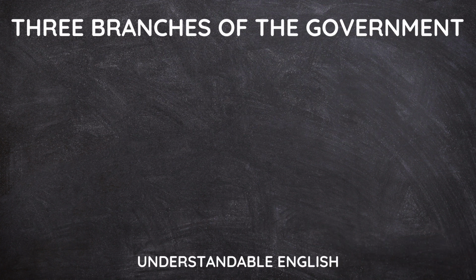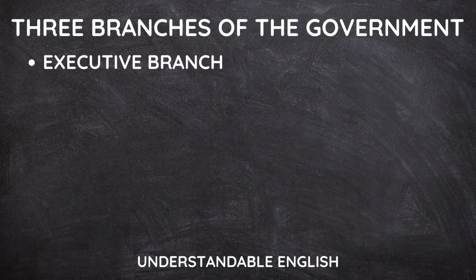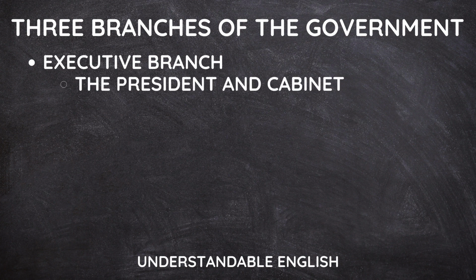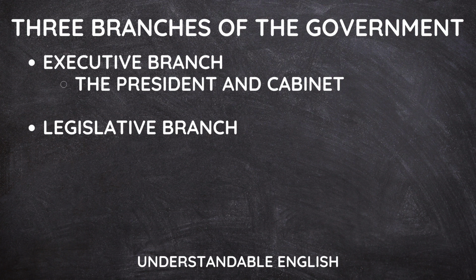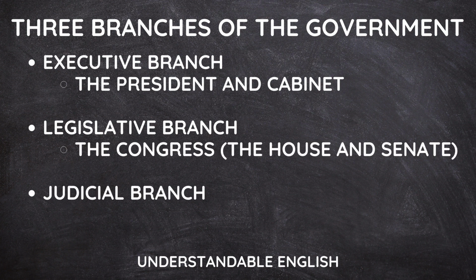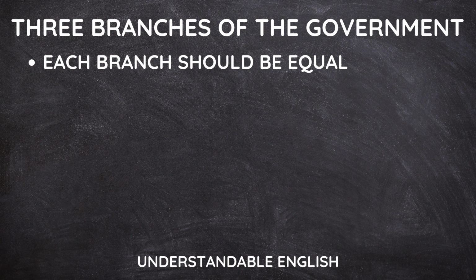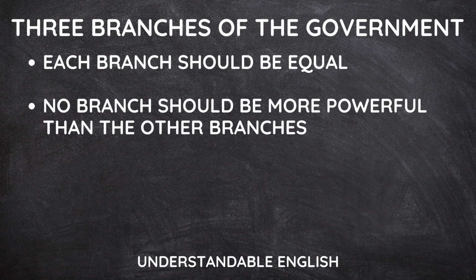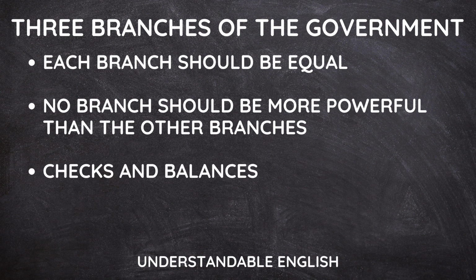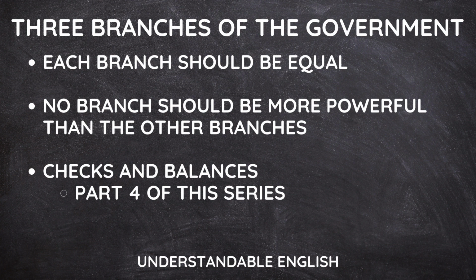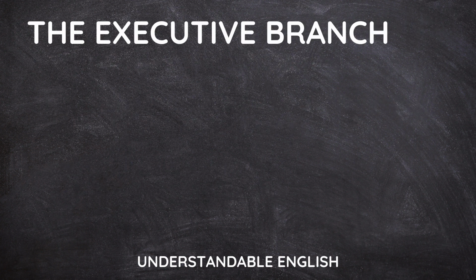Today, let's look at the different branches or parts of the US federal government and the US state governments and learn what they do. In general, we have 3 branches or parts of the government. We have the executive branch, which is like the president. We have the legislative branch, which is like the Congress, and the judicial branch, which is like the courts. Each branch should be equal, and no branch should be more powerful than the others. How this system of power is controlled is called checks and balances, but we'll talk about that in a different part. First, let's look at the executive branch.